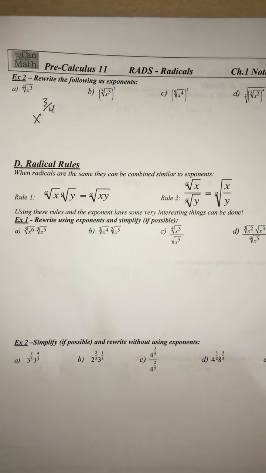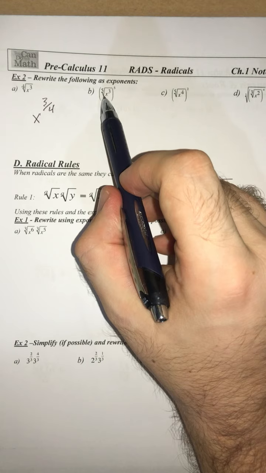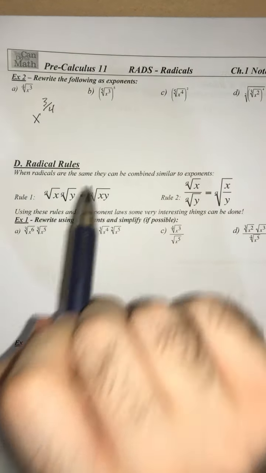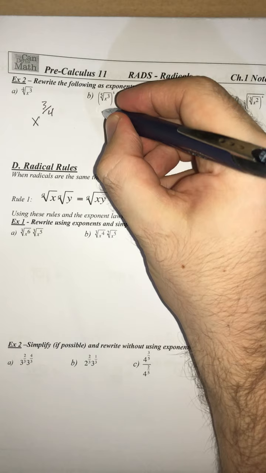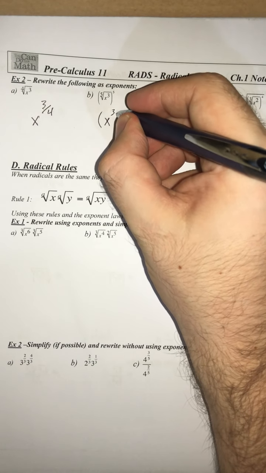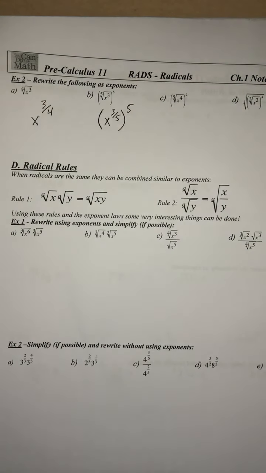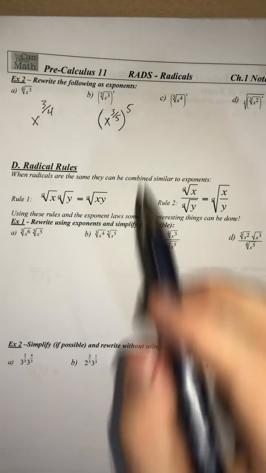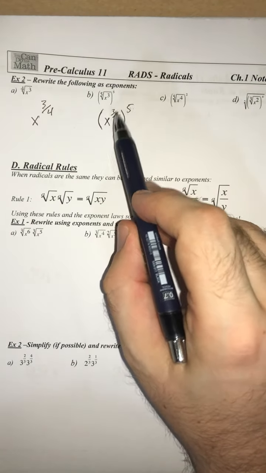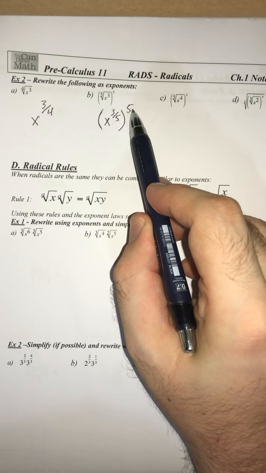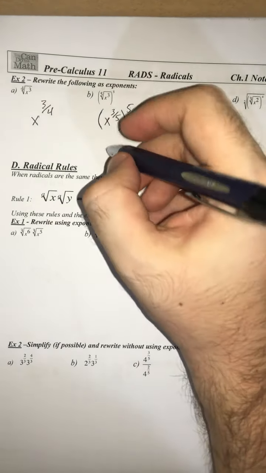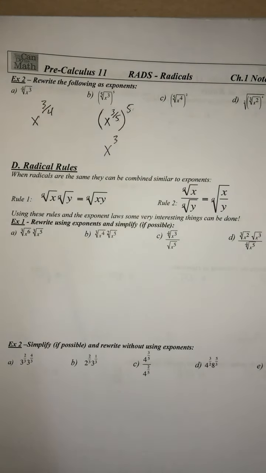Let's do this again. Let's do the radical on the inside first, and then we'll apply the outside power. So in the brackets here, we've got x to the power of 3 over 5, all to the power of 5. Remember what we said with our power to a power rule? We just multiply these together. So 3 over 5 times 5, well, the times 5 and divided by 5 cancel, and I just end up with x to the power of 3. So this is going to be the answer for this one.